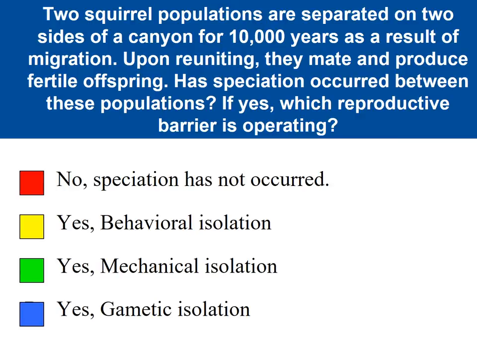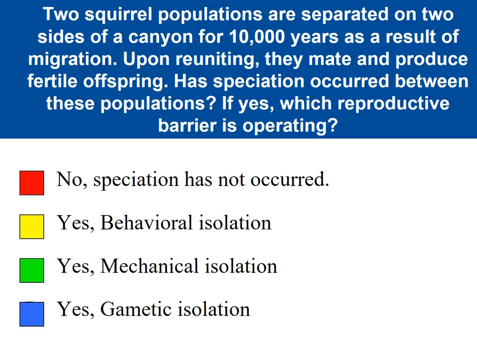So here's another one. Two squirrel populations are separated on two sides of a canyon for 10,000 years as a result of migration. Upon reuniting, they mate and produce fertile offspring. Has speciation occurred between these two populations? If yes, which reproductive barrier is operating? So go ahead and pause, think about your answer, and when you're ready, push play.